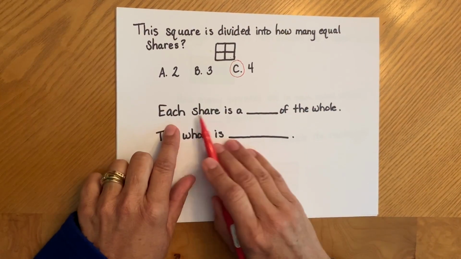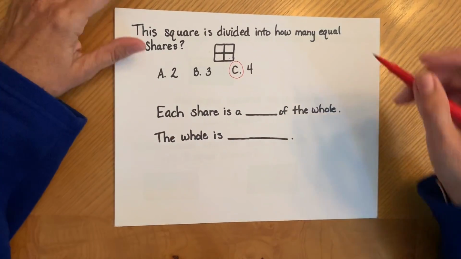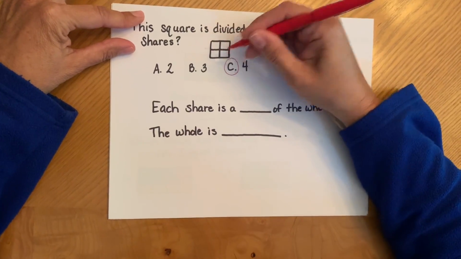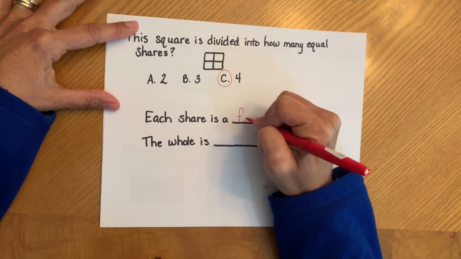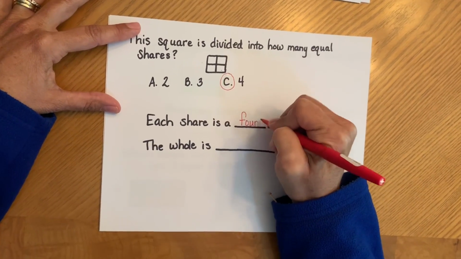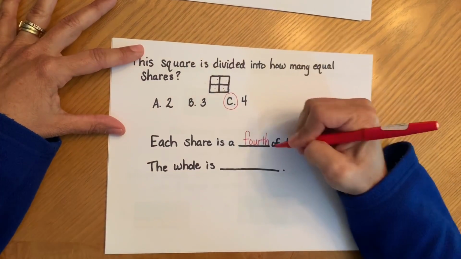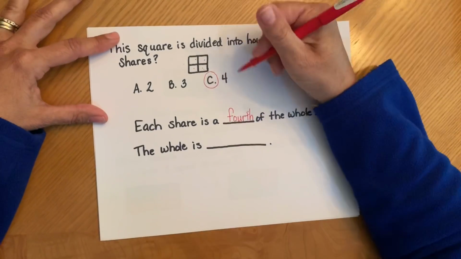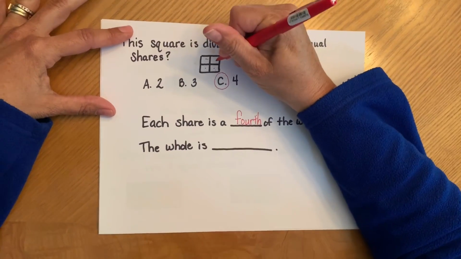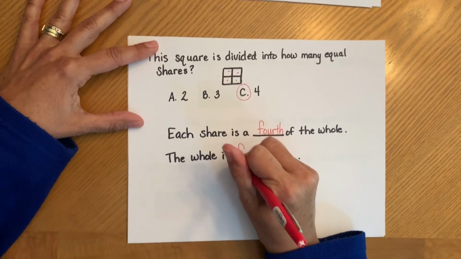Okay, each share is a blank of the whole. So if it's divided into 4 equal parts, it is a fourth, F-O-U-R-T-H. 4 equal shares is 1/4. The whole is how many fourths? 1/4, 2/4, 3/4, 4/4.